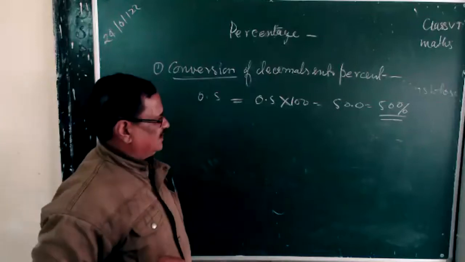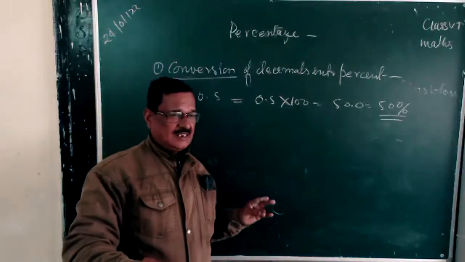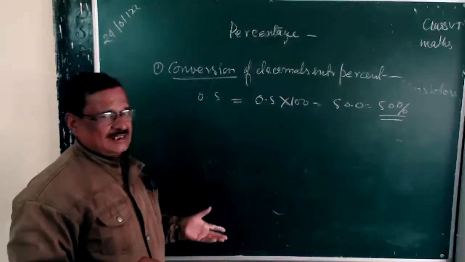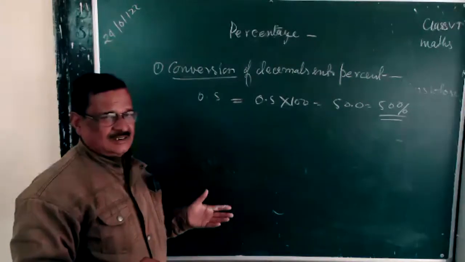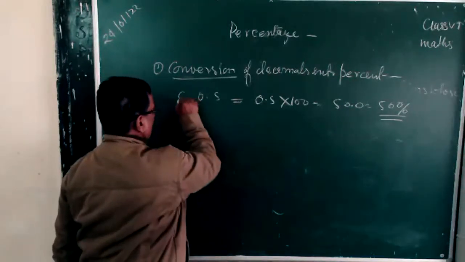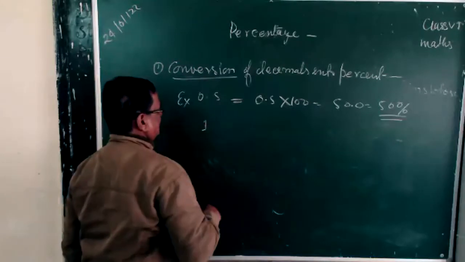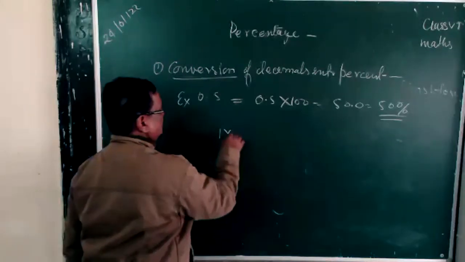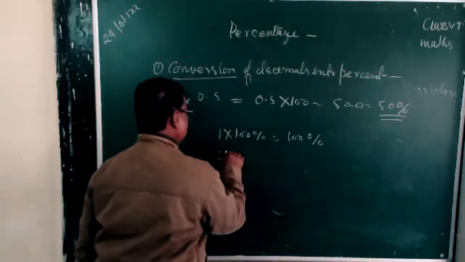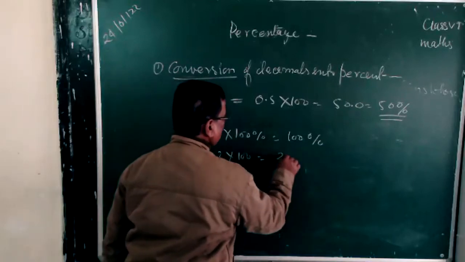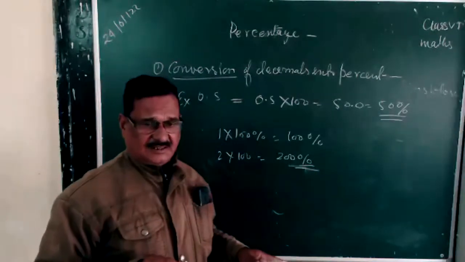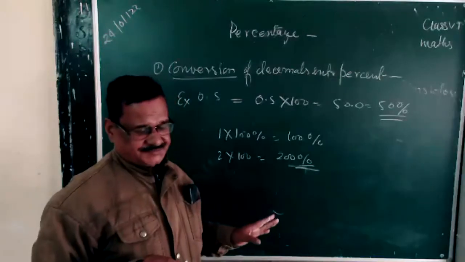It means any number given, either a fraction, a ratio, a decimal or a whole number, you multiply by 100%, or simply 100, and that will change into the percentage. Suppose one more example: 1 is given, convert 1 into percentage, then 1 into 100% is 100%. If 2 is given, 2 into 100 is 200%. This way, any number given, you multiply by 100%, and that will change into the percentage.